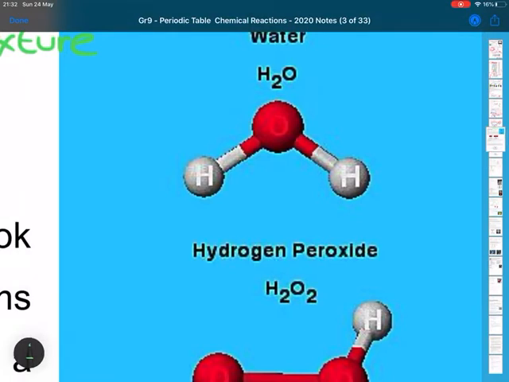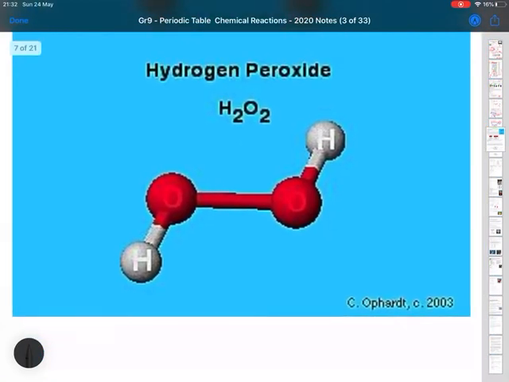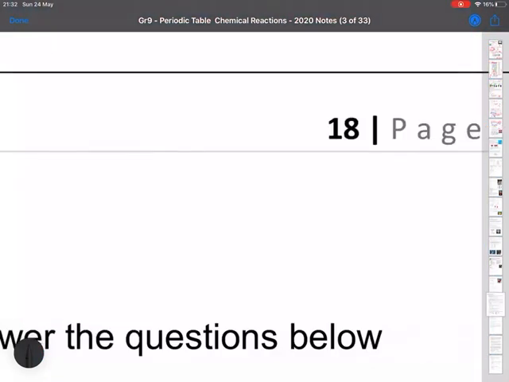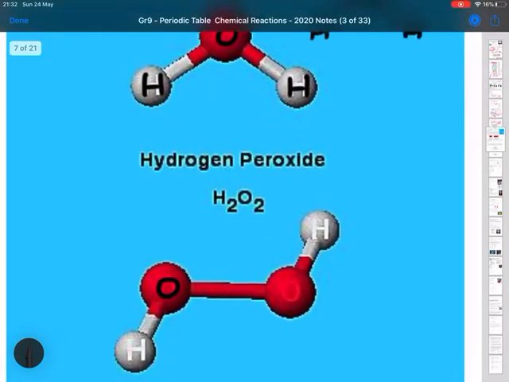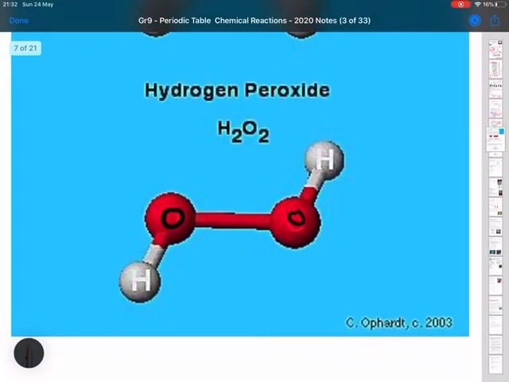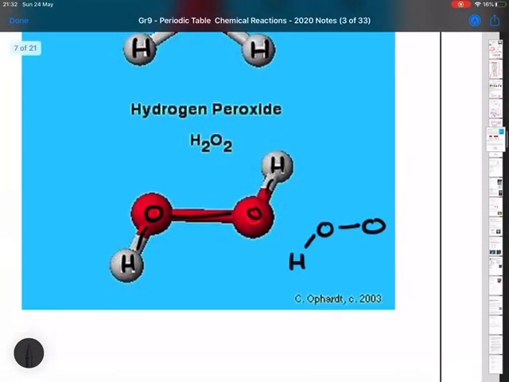So for water, we've got one hydrogen on this side, one hydrogen on that side, and just one oxygen. So H2O. You could represent it by doing this. The lines represent bonds, chemical bonds. So there's oxygen bonded to hydrogen and hydrogen, whereas hydrogen peroxide is something very different. Here we've got oxygen and another oxygen and a hydrogen and a hydrogen. There's bonds between them. So here's what that would look like. H bonded to oxygen, bonded to oxygen, bonded to hydrogen.